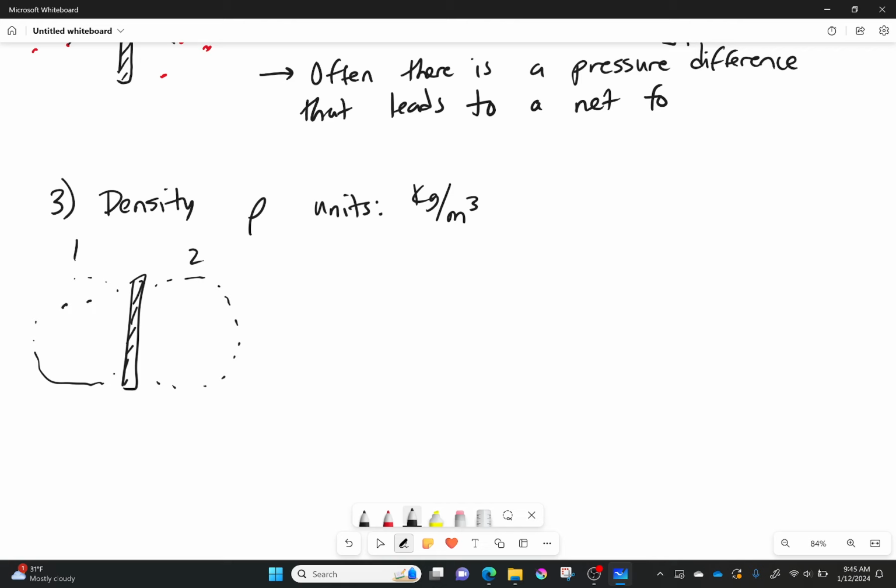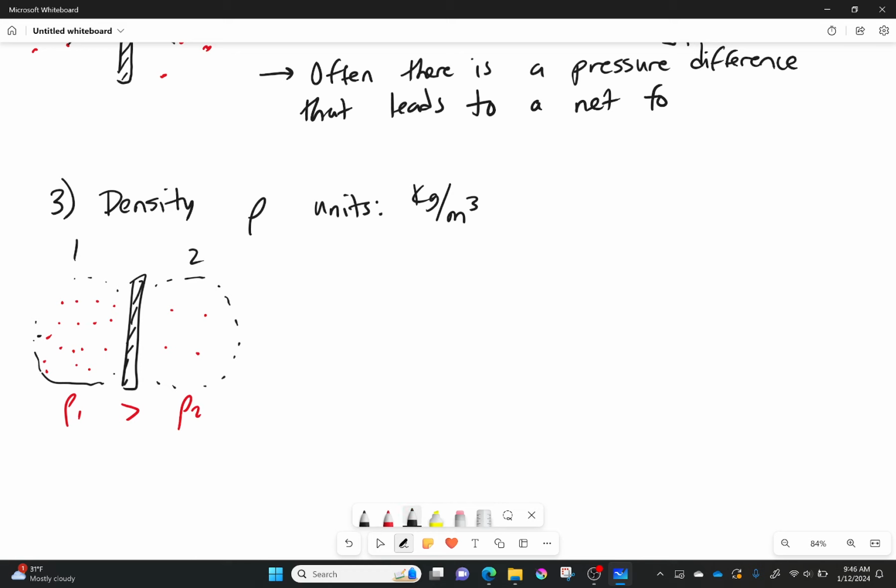If I look on one side, I have a whole lot more molecules. I don't like that color, so let's use a different color. On one side I have a whole lot more molecules, and on the other side I have just a few. So I will have a density 2 and a density 1. In this case, density 1 will be much more than density 2, as long as we're assuming those two spaces are the same size.